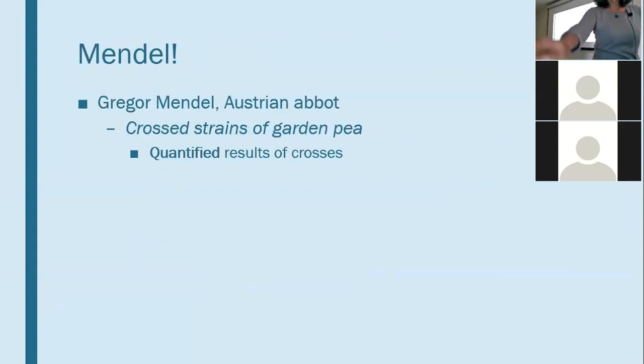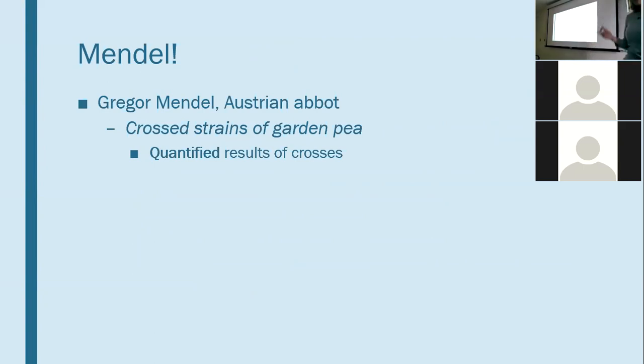So Mendel. Gregor Mendel was an Austrian abbot. So he lived at an abbey. Traditionally, abbeys have these very large, lovely gardens. And so he spent a lot of time breeding pea plants. Lots and lots of pea plants.